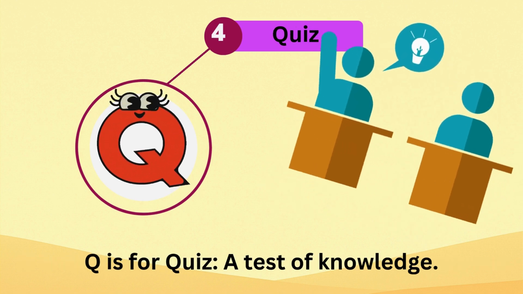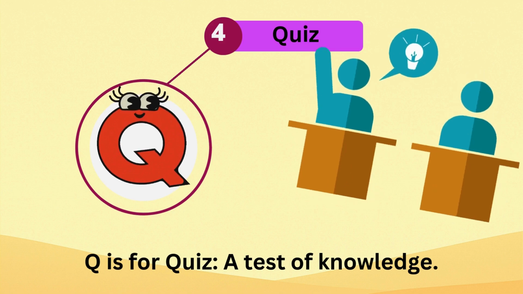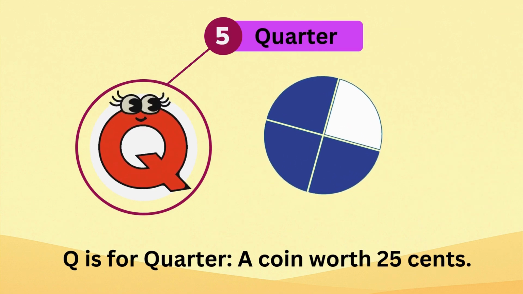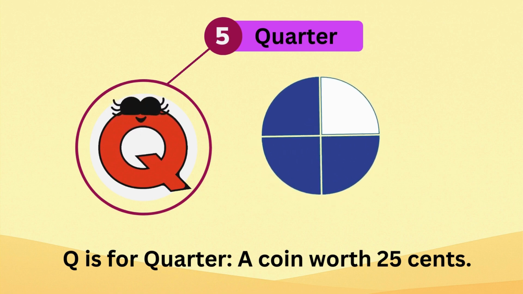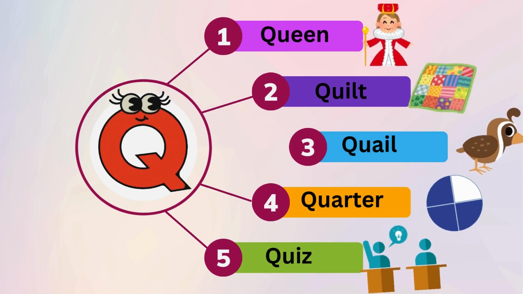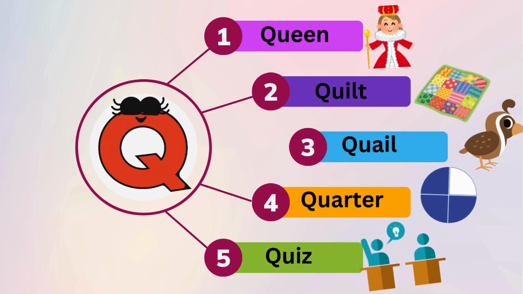Q is for quiz, a test of knowledge. Q is for quarter, a coin worth 25 cents. Q is for queen, quilt, quail, quarter, and quiz.